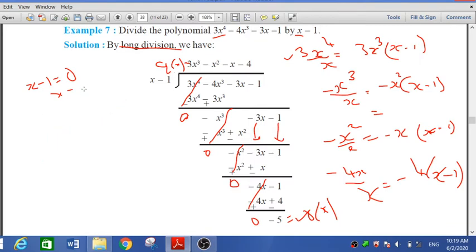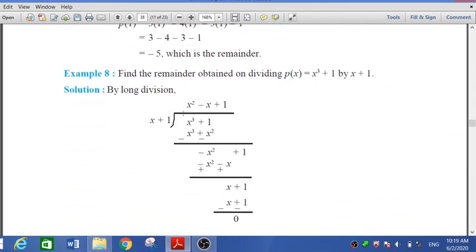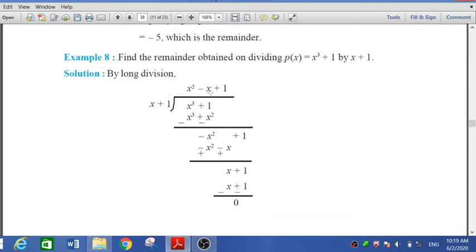So that is a way to find the remainder directly. But if the question asks, you have to do it by the long division method. One more sum related with it. Again, it is also the long division method. x the power 3 plus 1 divided by x plus 1. So again, the first step is x the power 3 divided by x. So I get x square. Again in bracket I have to write x plus 1.